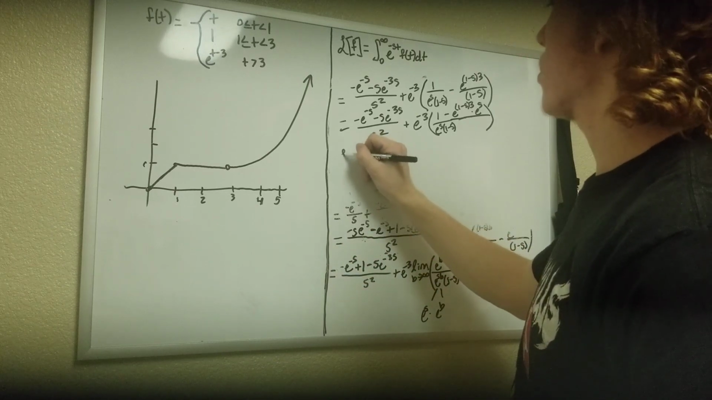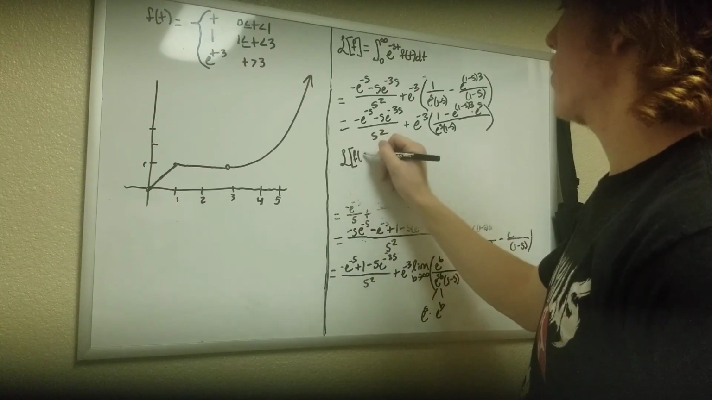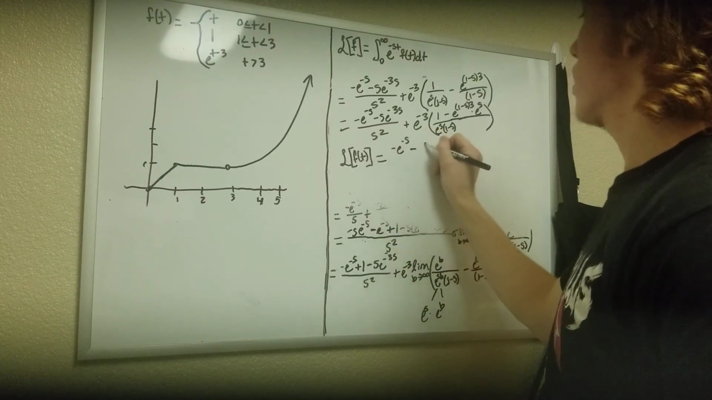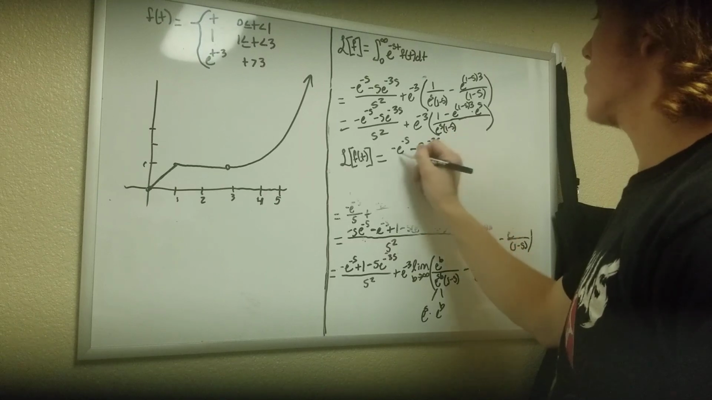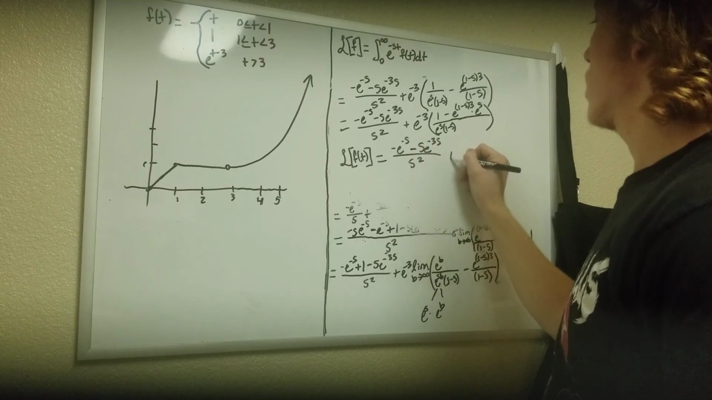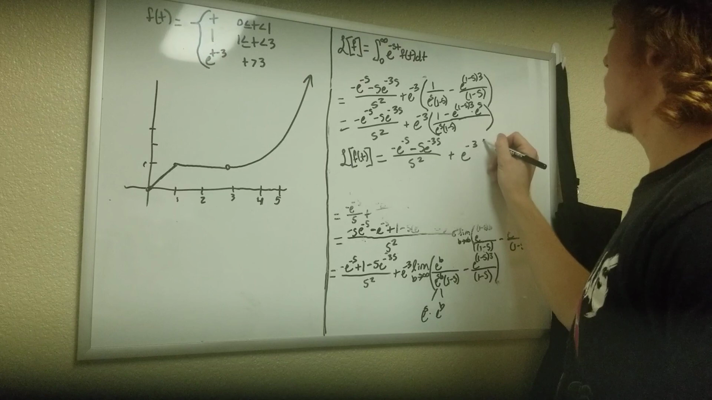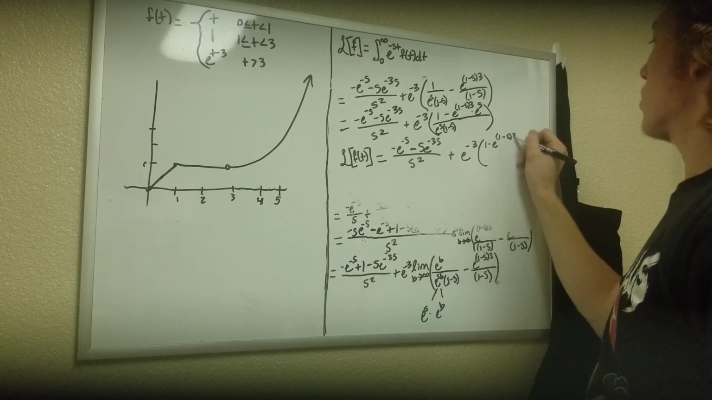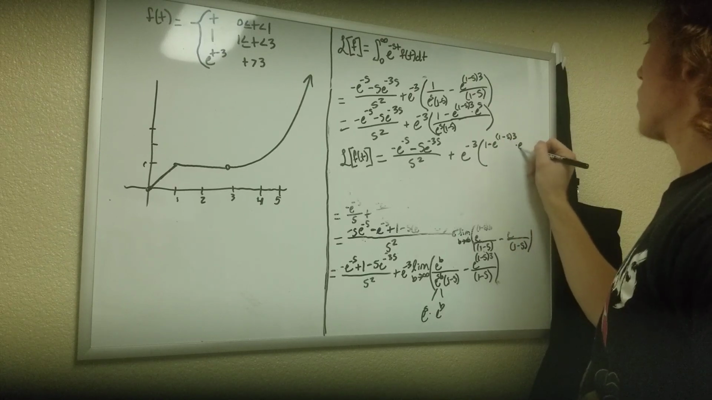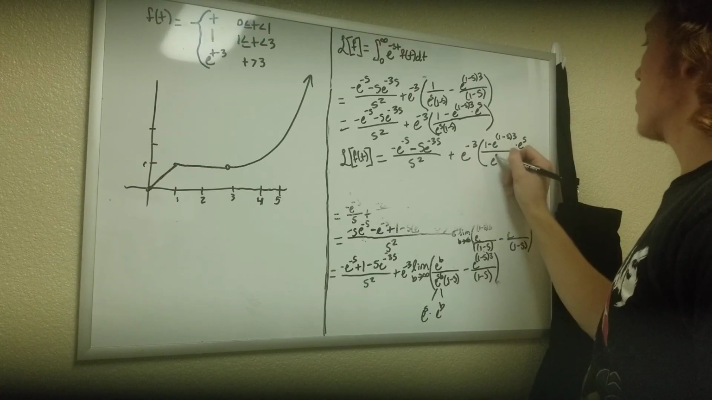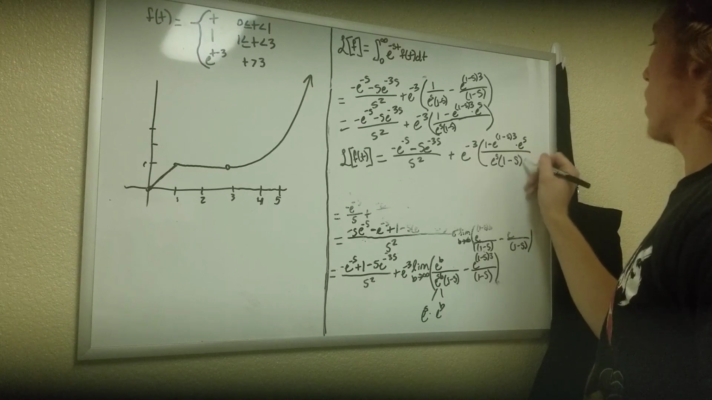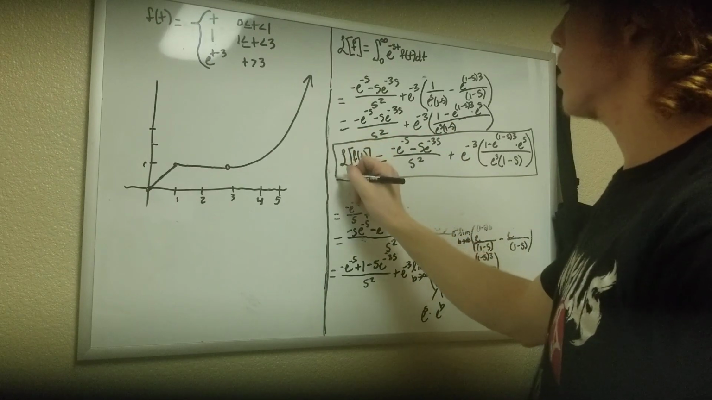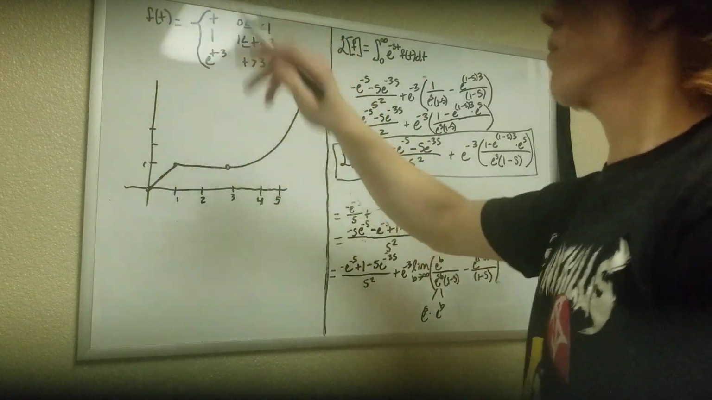So, I'm just going to state the Laplace of f of t is equal to negative e to the negative s minus s e to the negative 3s over s squared plus e to the negative 3 times the quantity 1 minus e to the 1 minus s times 3 times e to the s over e to the s times 1 minus s. That right there is the Laplace transform of this f of t function right there.